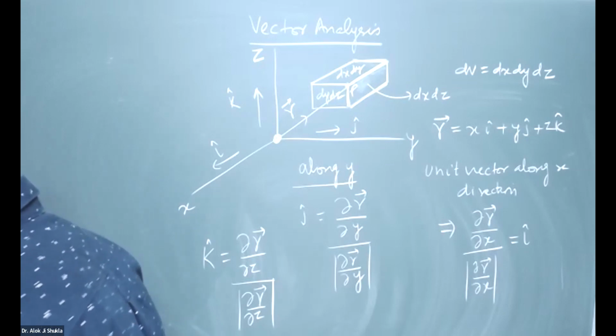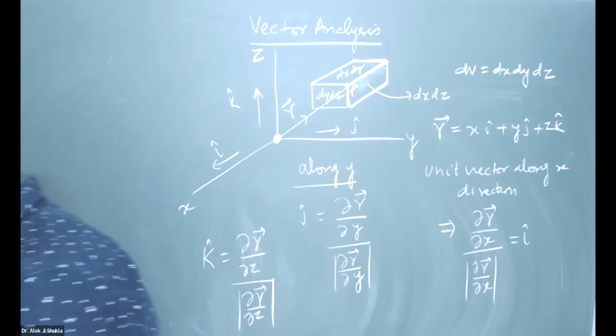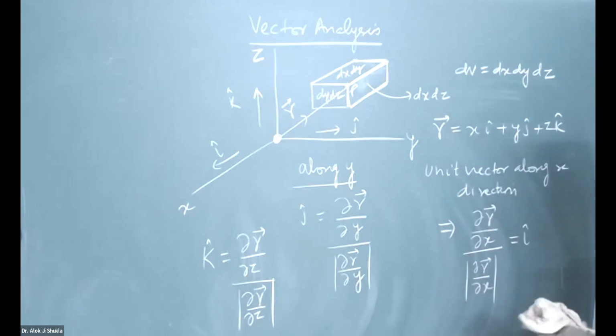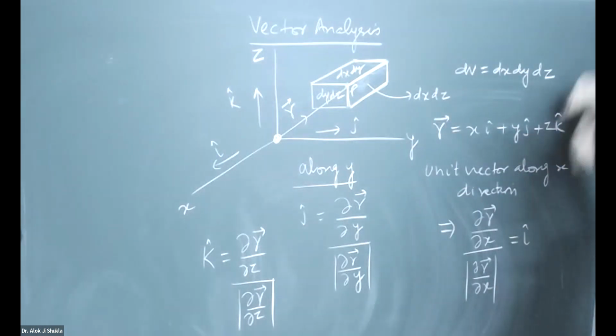So now I will discuss the second coordinate system, and that is circular. Can I erase this all?